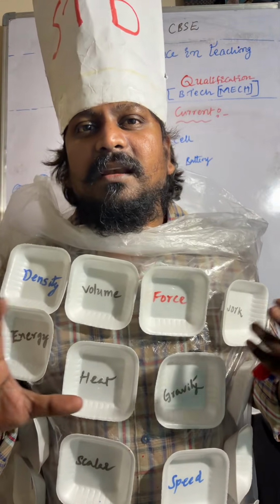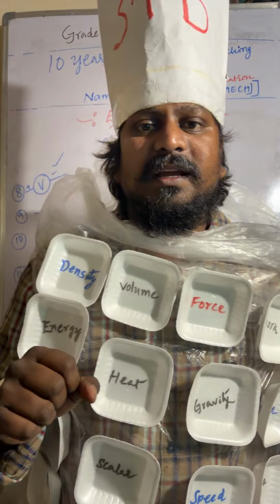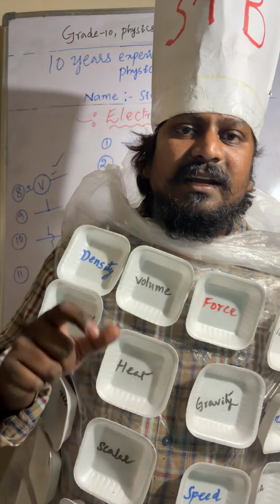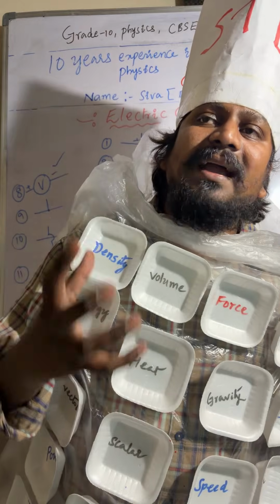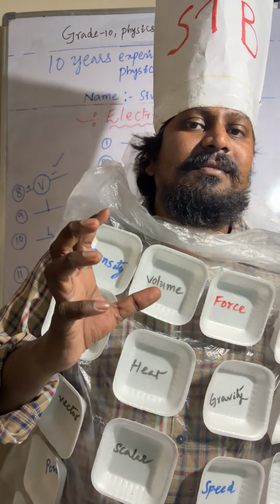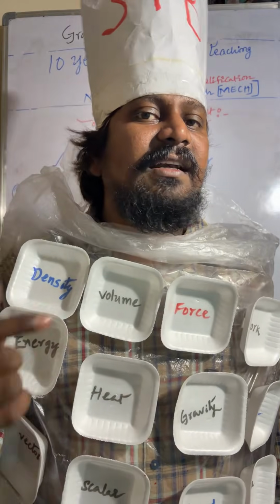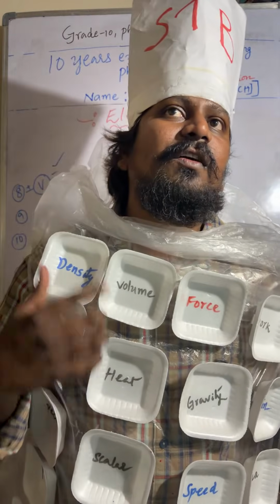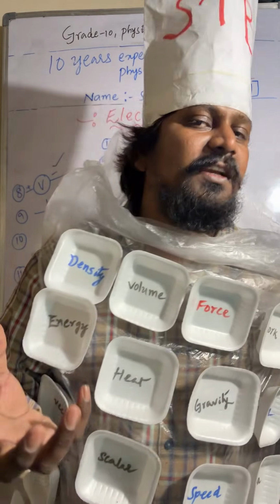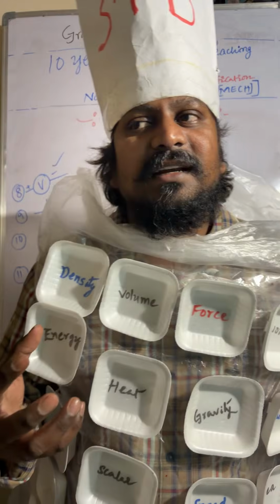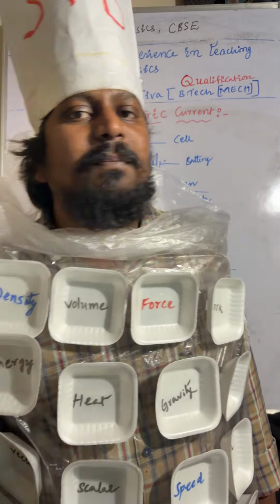Voltmeter will be connected in parallel combination. Understood or not? Once again, I'll explain. Ammeter is a device which is used to measure the current. Ammeter is used to measure the electric current and is connected in series combination. Coming to the voltmeter, voltmeter is a device which is used to measure the potential difference. How will the voltmeter be connected? In parallel combination.